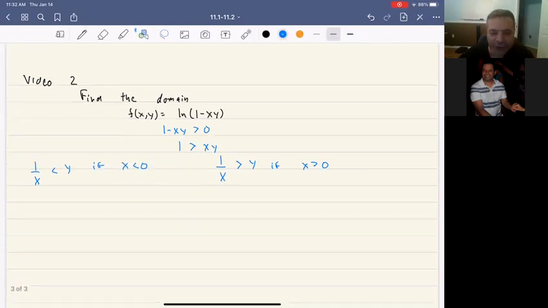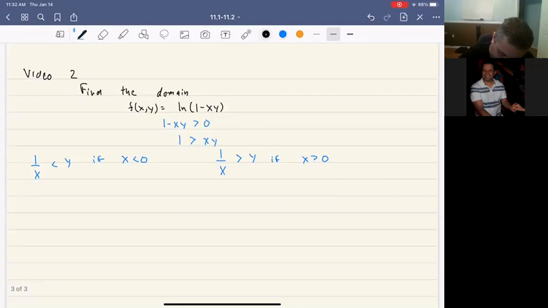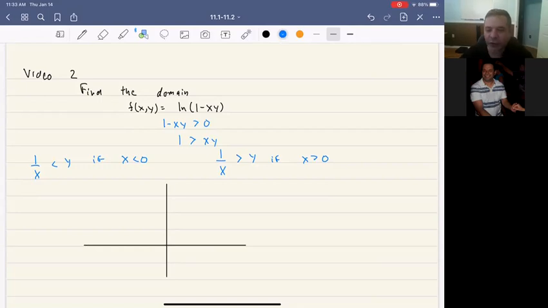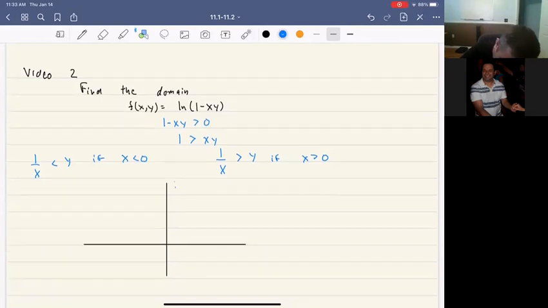Okay, and we'll draw a picture. So let me draw the 1 over x, let me draw it in orange actually. That represents y equals 1 over x. On that side, 1 over x should be bigger than y.